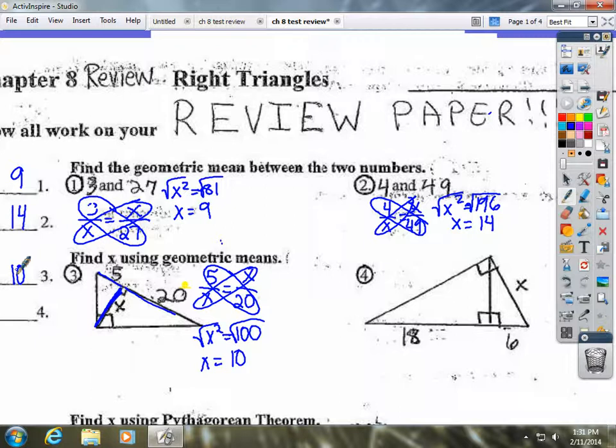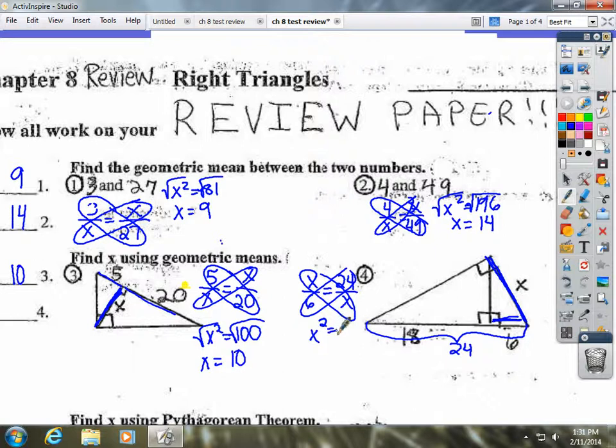However, when we're looking for the side of a triangle, this is the side. We're going to use the part next to it, and then the whole hypotenuse. That's 18 plus 6, which is 24. So when we use these two numbers to set it up, we're going to have x over 6 equals 24 over x. Cross multiply again. We get x squared equals 24 times 6, which is 144. Square root it, and that's going to give us x equals 12.